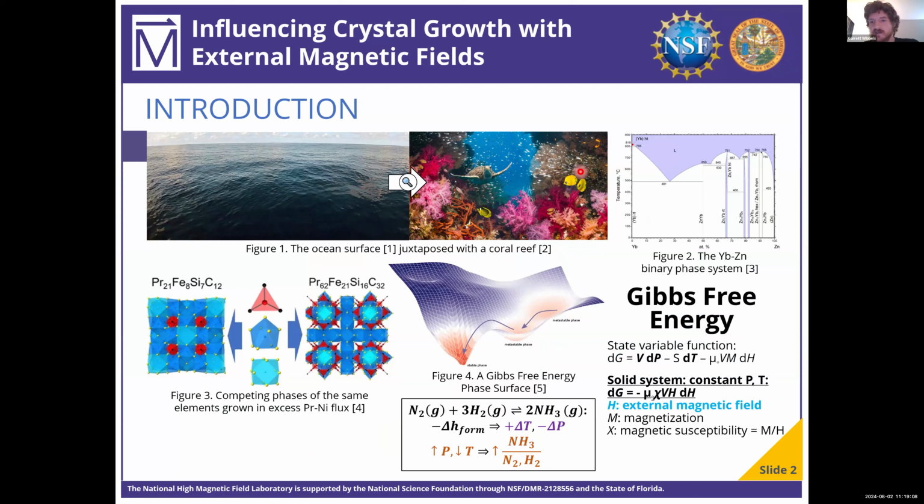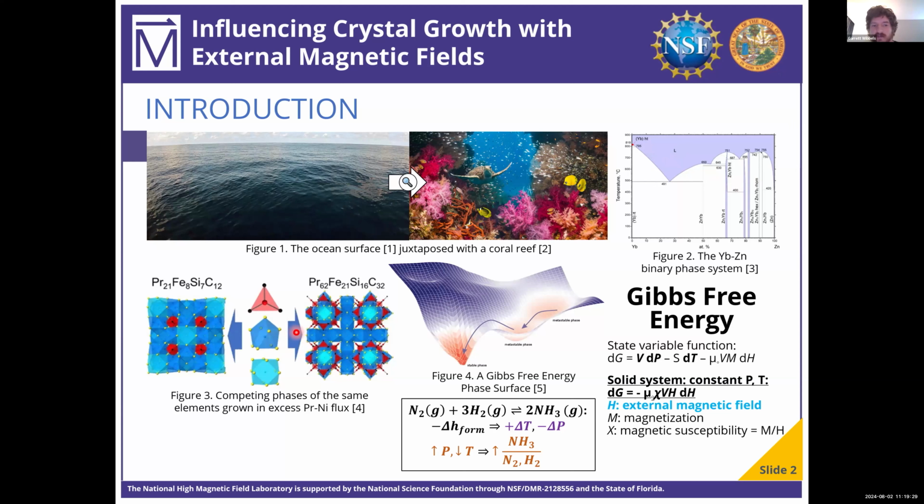So we see this illustrated with a binary solid phase diagram, such as terbium zinc, in which two metals can give rise to a huge, rich number of different phases. And this is also illustrated in figure 3, where with a greater number of constituents, but still the same number, we get different competing phases that can result from a liquid growth.